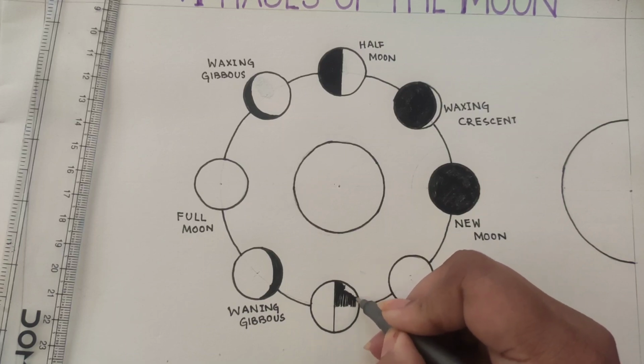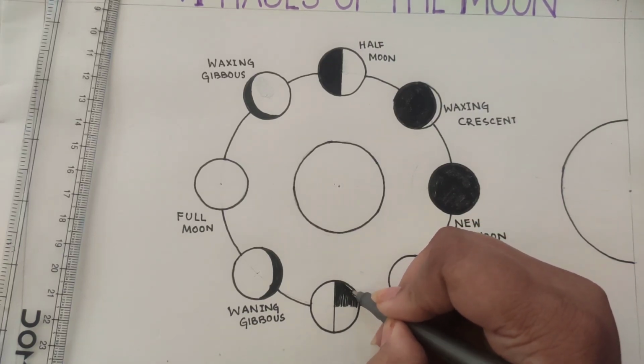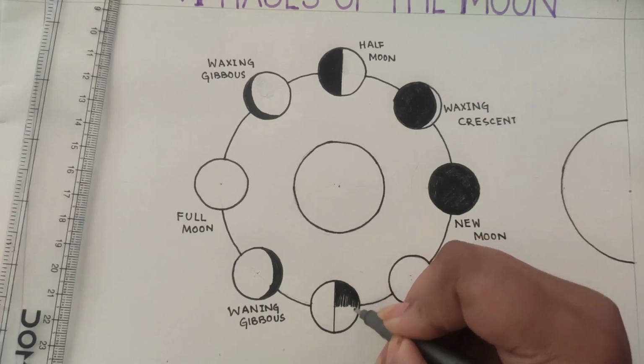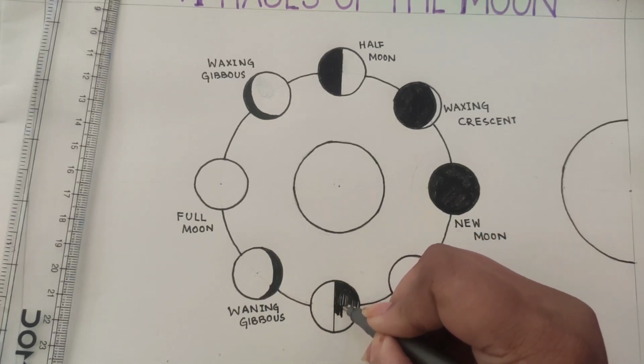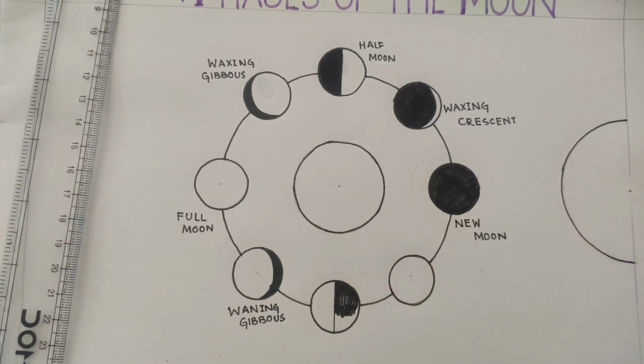Why is it called last quarter? Because after this quarter, the moon will continue to decrease and ultimately it will form what? The new moon. Okay, let me use the other color.